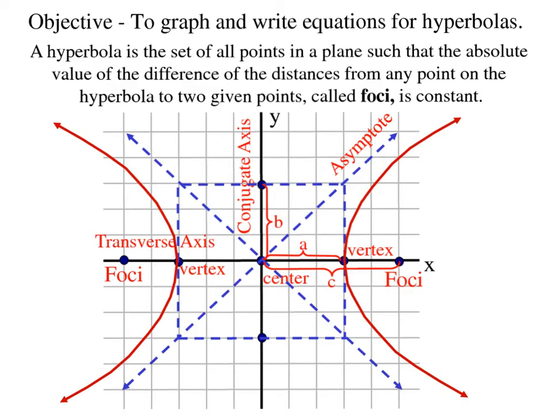Okay, so the technical definition of a hyperbola is the set of all points in a plane such that the absolute value of the difference of the distances from any point on the hyperbola to two given points called the foci is constant. What that means is if I took a point on the hyperbola, measured the distance to this point and the distance to this focus over here, and then subtracted, and then if I did it again at another place and did this and subtracted, no matter where I measure that, the difference is always the same.